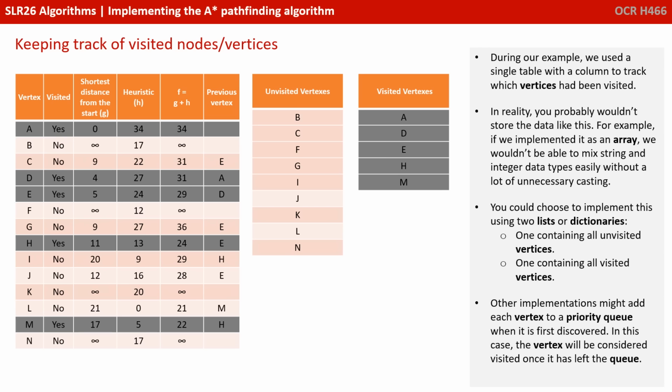You could choose to implement this using two lists or dictionaries, one containing all unvisited vertices and one containing all visited vertices. Other implementations might add each vertex to a priority queue when it is first discovered. In this case, the vertex will be considered visited once it's left the queue.